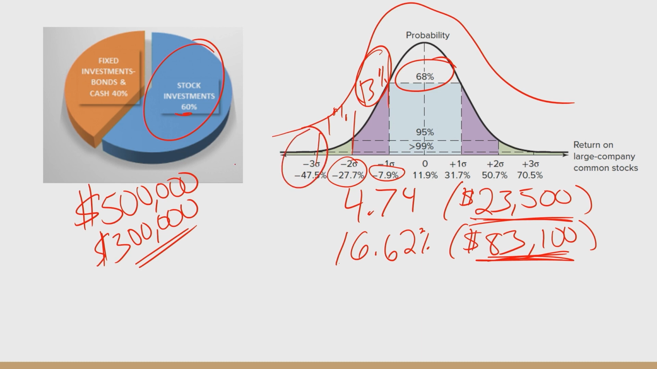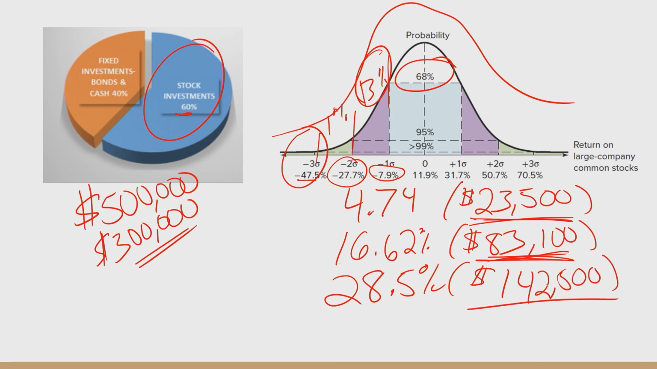$83,100? How about the 3 standard deviation, the very rare 3 standard deviation move where we see a significant decline? Well, it wouldn't be 47.5 for you because you only have 60% invested, but it would be 28.5% for a total loss of $142,500. And you might see that number and go, Quint, absolutely not, no way. Well, newsflash, if you're 60% invested and we have a 3 standard deviation event, which could occur a certain percentage of the time, that is what you are looking at seeing the portfolio decline.